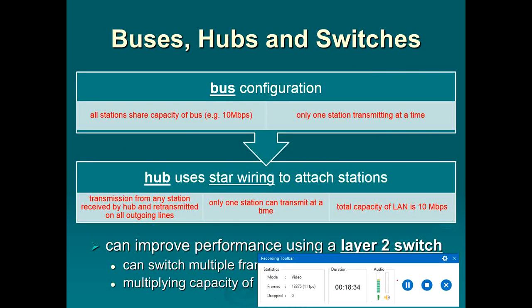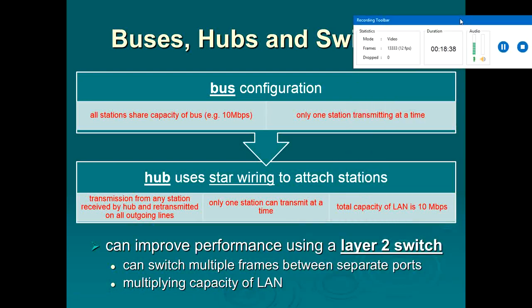Now let's talk about bus, hub and switches. In the bus configuration, all the stations share the capacity of the bus. Whatever the capacity of the bus, let's assume it is 10 Mbps, it will be shared by all the devices. If there are, for example, 10 devices on the bus, it will be shared by all, but only one station will be transmitting at a time.